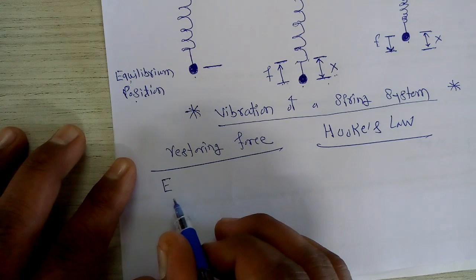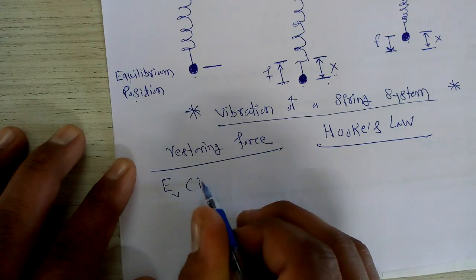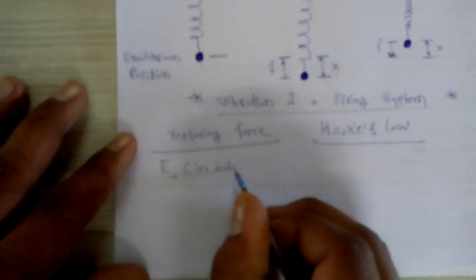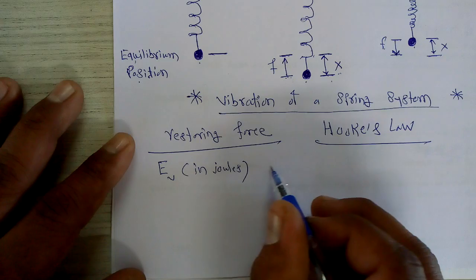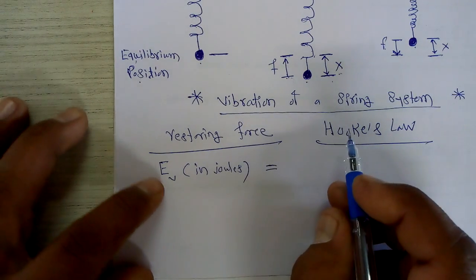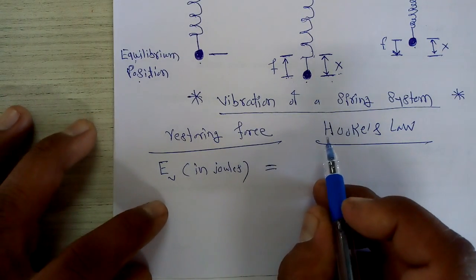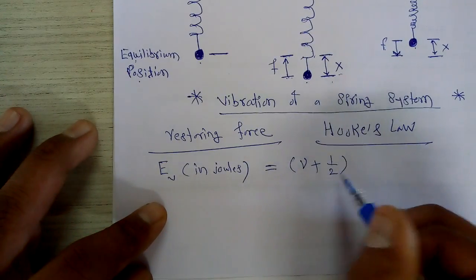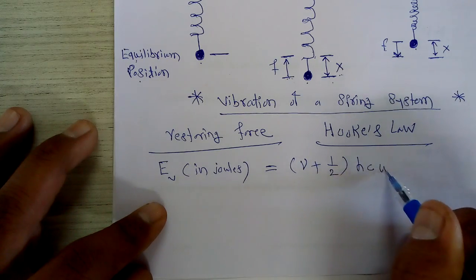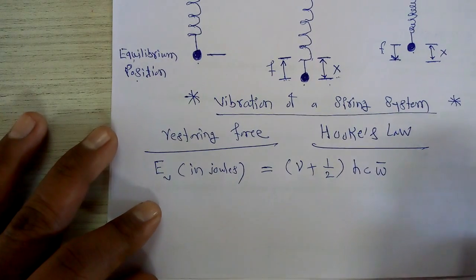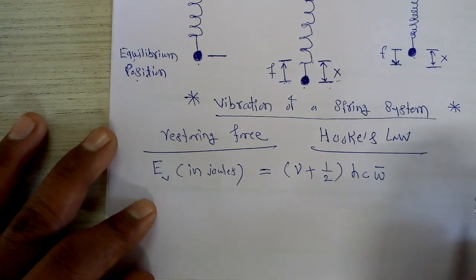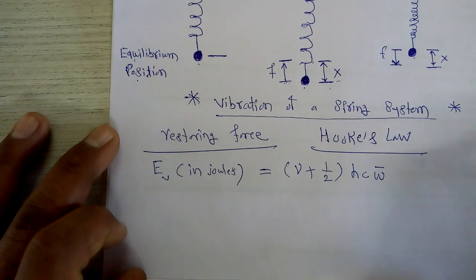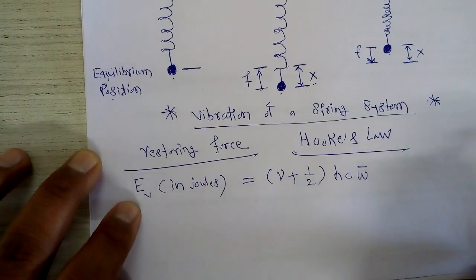That energy is called the vibrational energy, in joules. So that energy can be given by: energy, vibrational energy in joules, is equal to (nu plus 1 by 2) into h into c into omega bar. So this is a simple equation to calculate the vibrational energy of a simple harmonic oscillator.